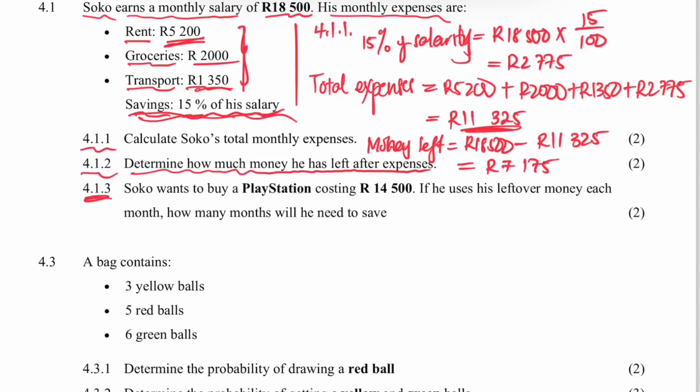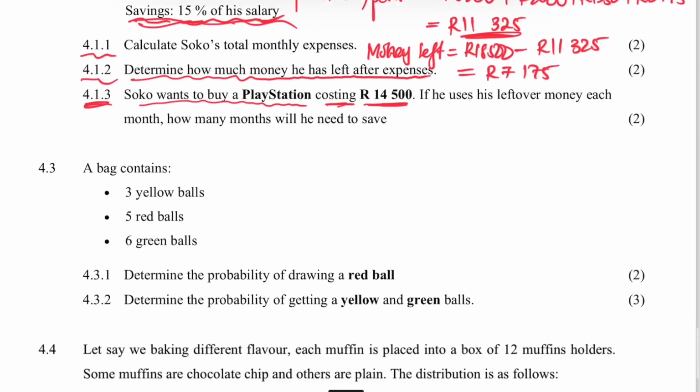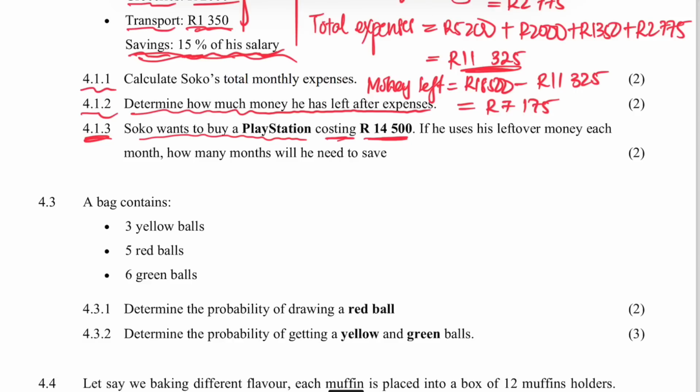Now it says Soko wants to buy a PlayStation costing 14,500. I'm not sure which PlayStation that is, PS5, PS6, I don't know the PlayStations, but it's a PlayStation that costs that. It costs a lot. If he uses his leftover money each month, how many months will he save?